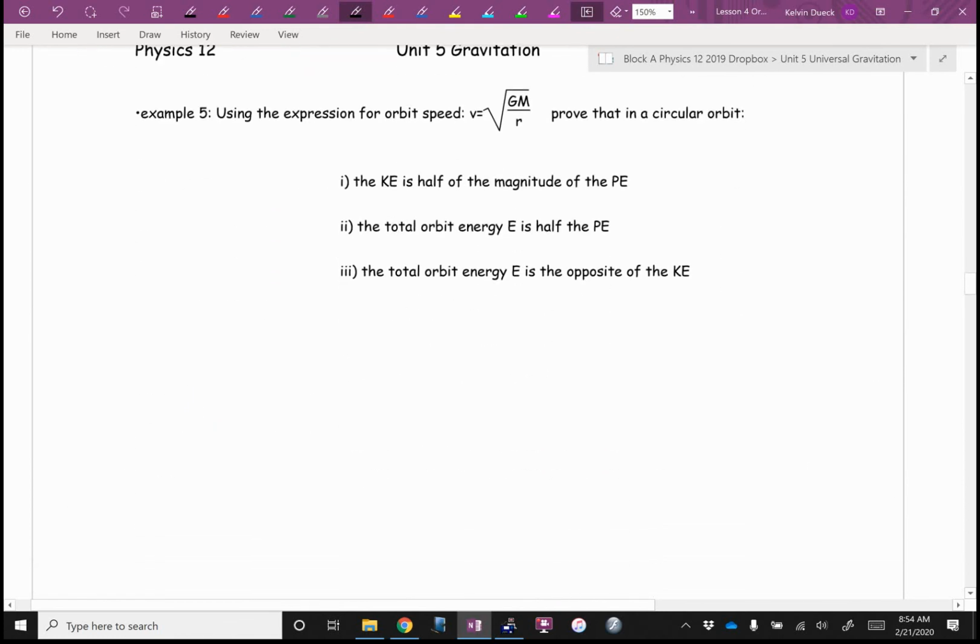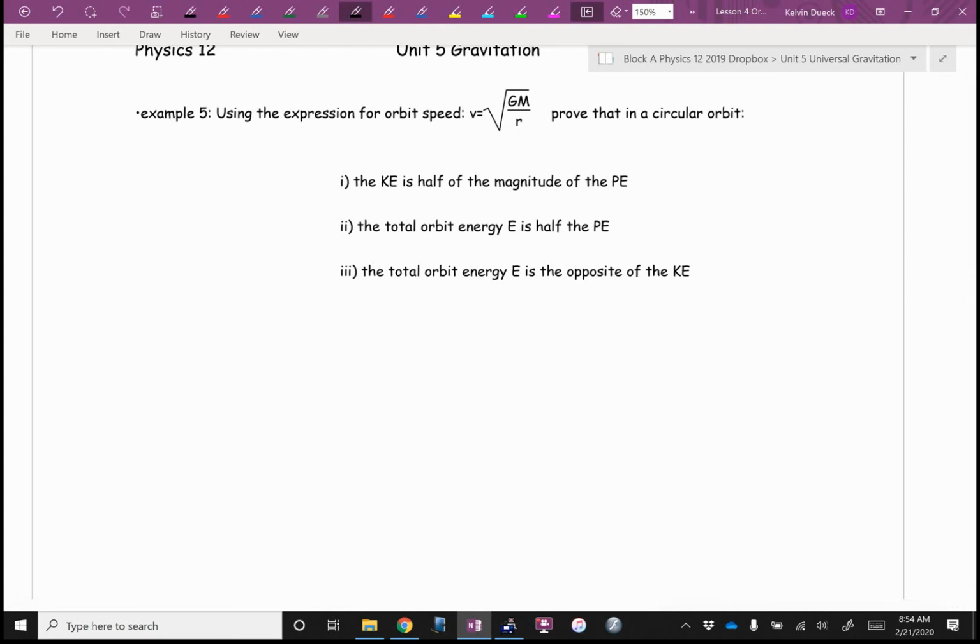Example 5. You can survive without this, but this is one of my handy built-in error checks. It says: using the expression for orbital speed, V equals the square root of big G, big M over R, which we just derived on the previous page, show that in a circular orbit, the kinetic energy is half the magnitude of the potential energy.